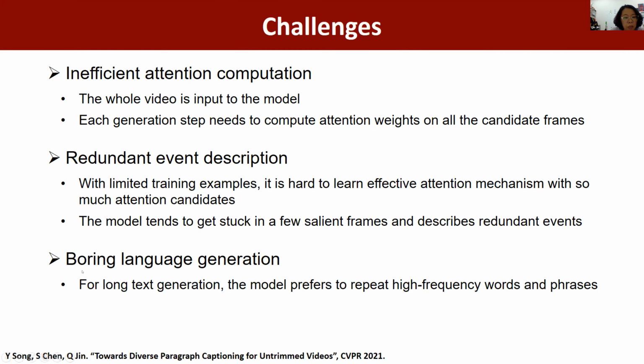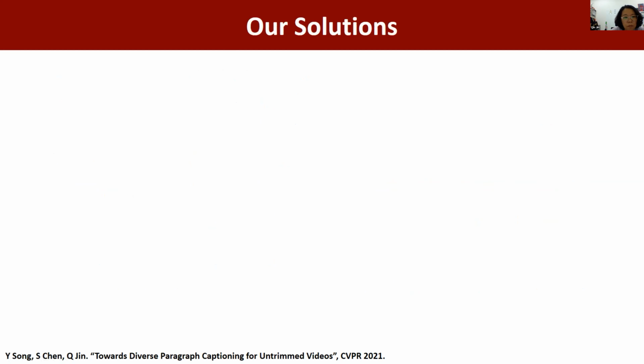And then lastly, on the language side, because for paragraph or dense video captioning we need to generate long text, the model tends to fit the ground truth during training. So the model prefers to repeat high frequency words and phrases, and in this way it will generate just some boring language descriptions. So how can we deal with this, in order to generate more diverse captions?